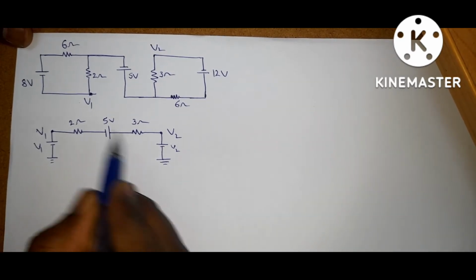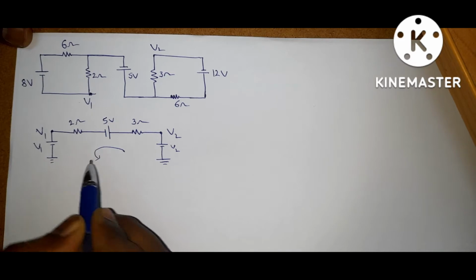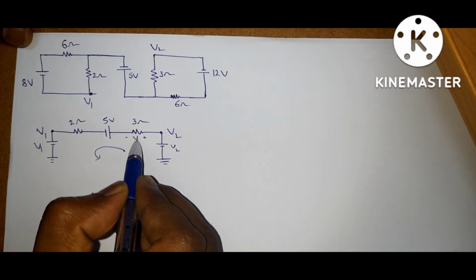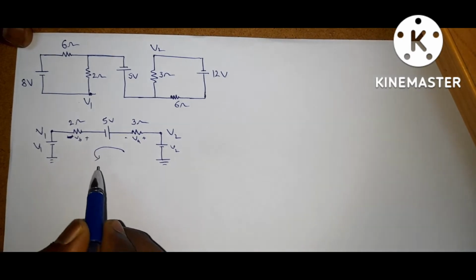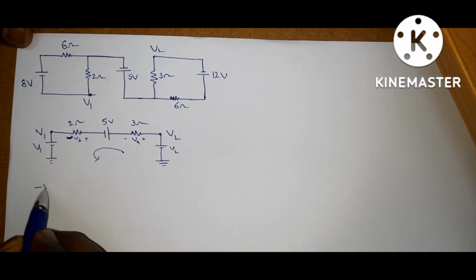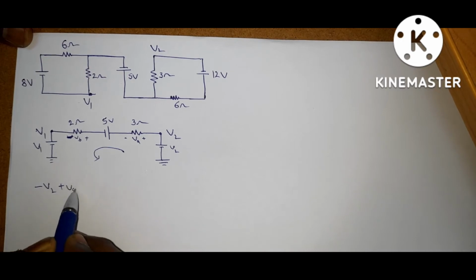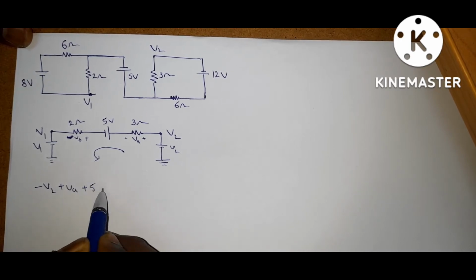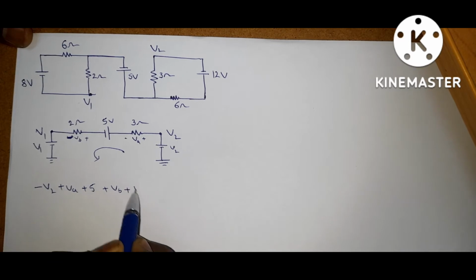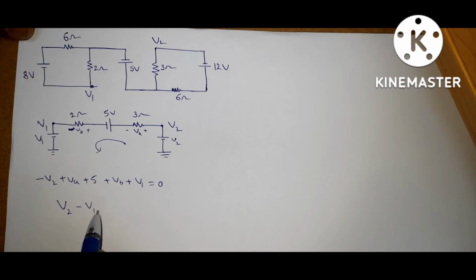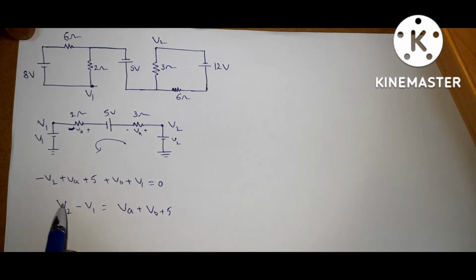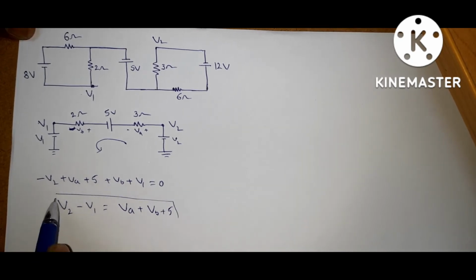So if you apply KVL, let it be VA, let it be VB. If you apply KVL, what are you getting? Minus V2 plus VA plus 5 plus VB plus V1 is equal to 0. From this, V2 minus V1 is equal to VA plus VB plus 5. Now we want to find out VA and VB.